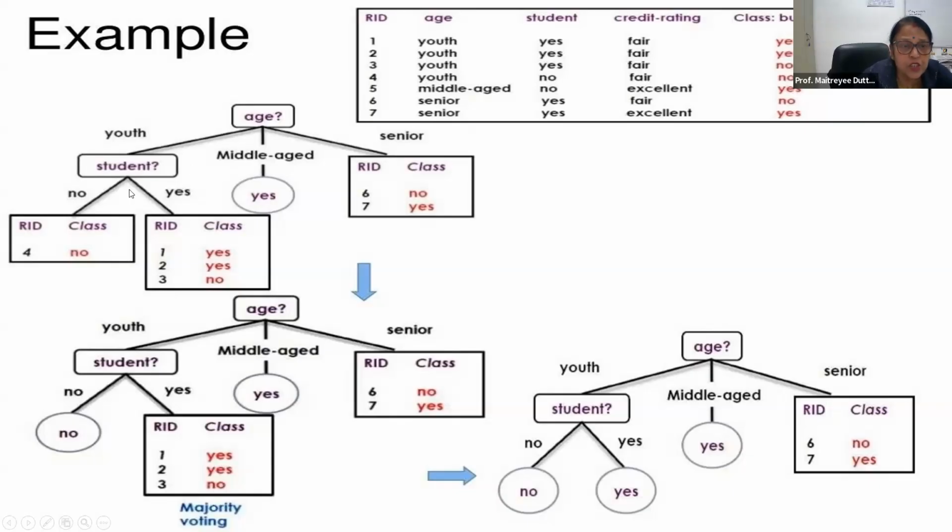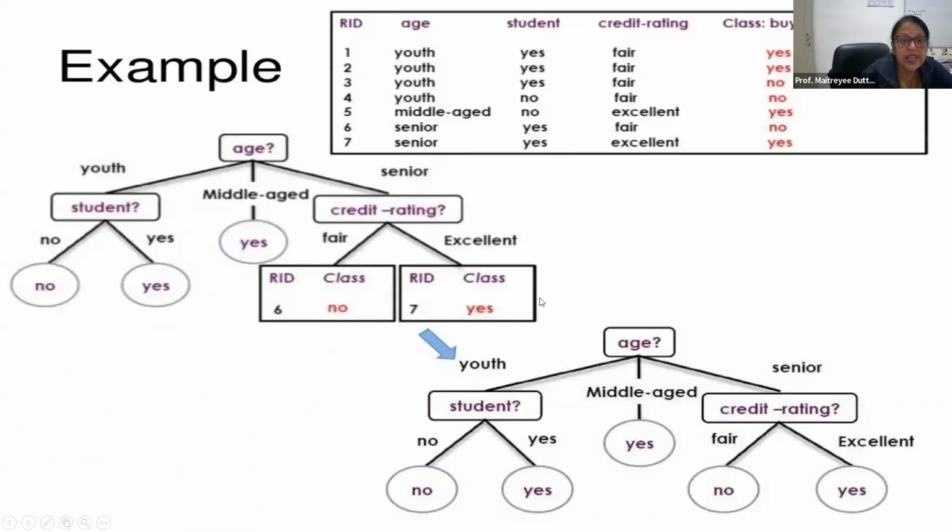Now, in these two cases we have done. Now, in the third case, that is if he is a senior, then we are getting the two, that is no and yes. In case of senior, again we are doing the classification on credit rating. So, if it is fair, then it is no. If it is excellent, then it is yes. So, finally, we have found out this decision tree model.